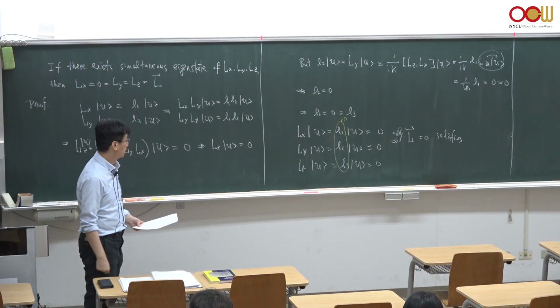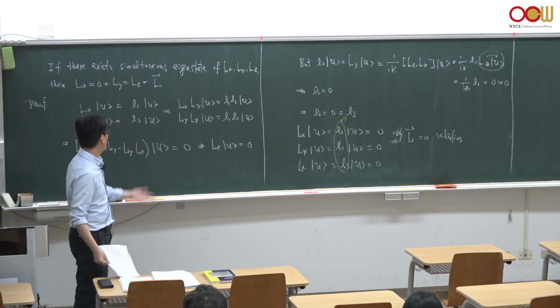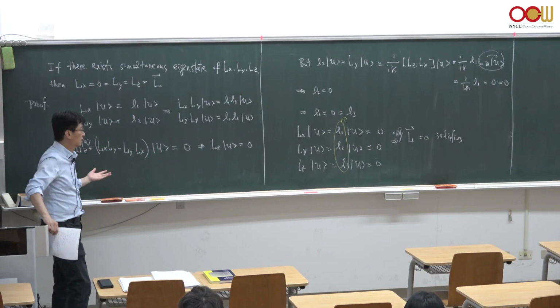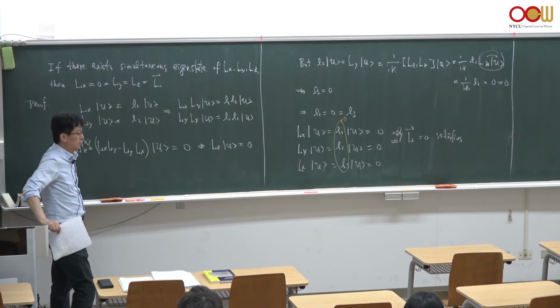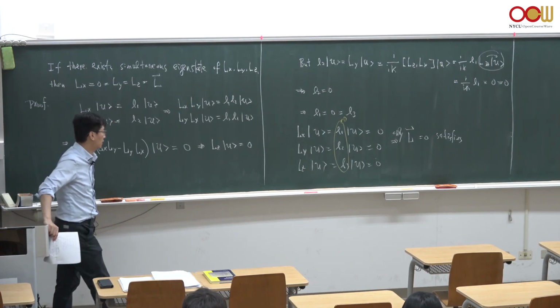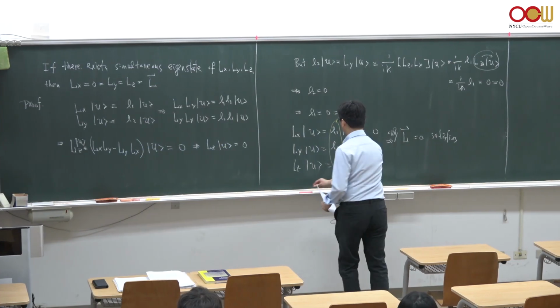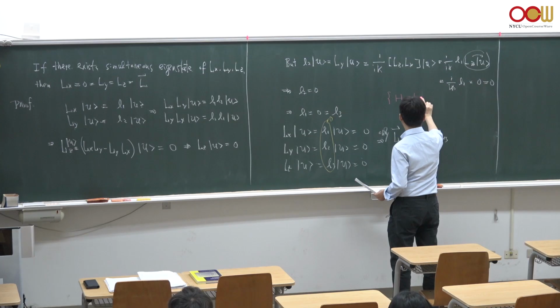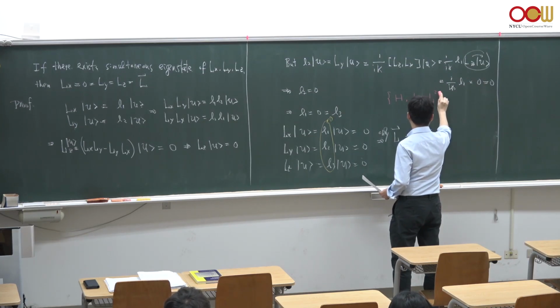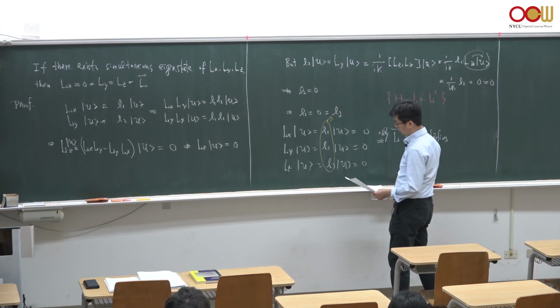Okay, and the conclusion from this kind of proof is that we cannot include both Lx and Ly. Either one of them cannot be in the commuting set. The commuting set can only consist of the 3 operators, as I mentioned: Hamiltonian, Lz, and L squared. That's it. No more.